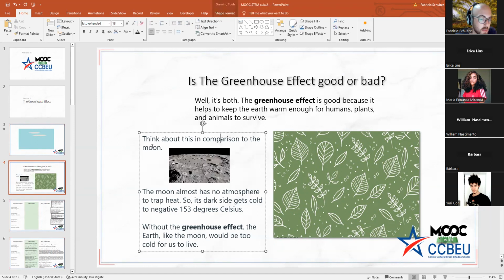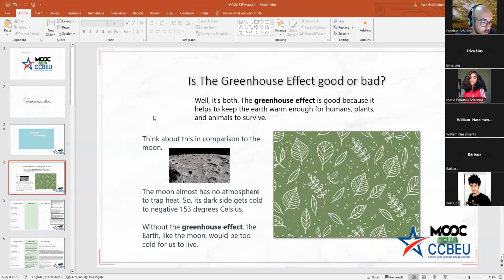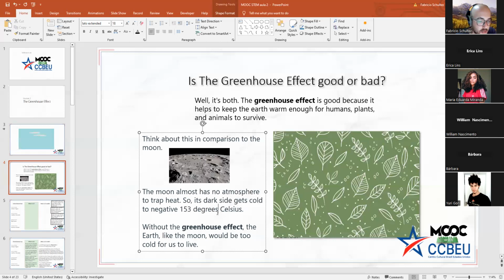Think about this in comparison to the moon. The moon has almost no atmosphere to trap the heat. So its dark side gets cold to negative 153 degrees Celsius. Without the greenhouse effect, the Earth, like the moon, would be too cold for us to live.